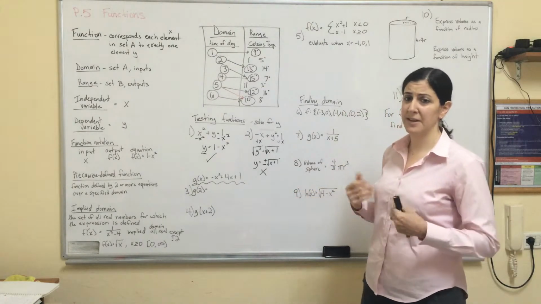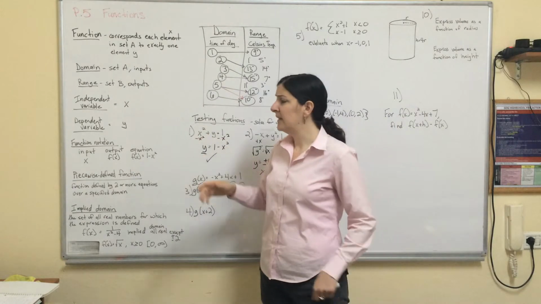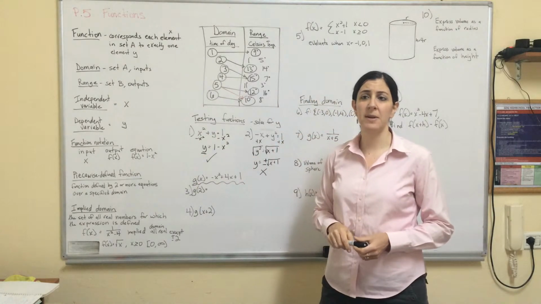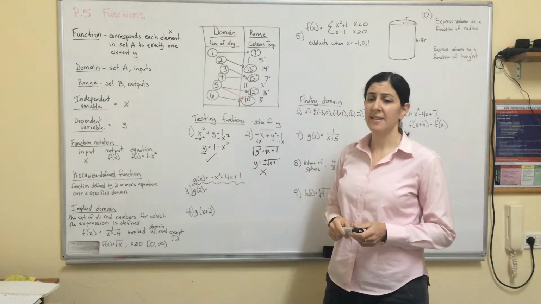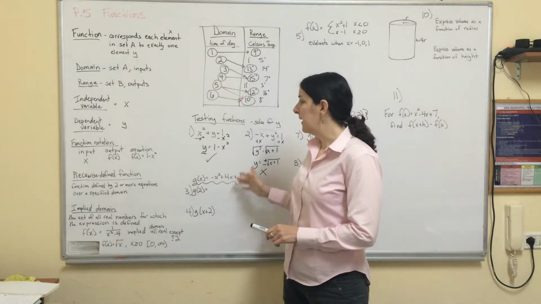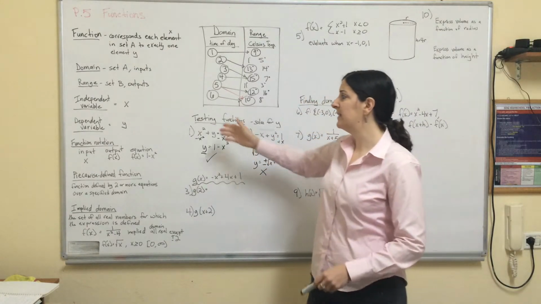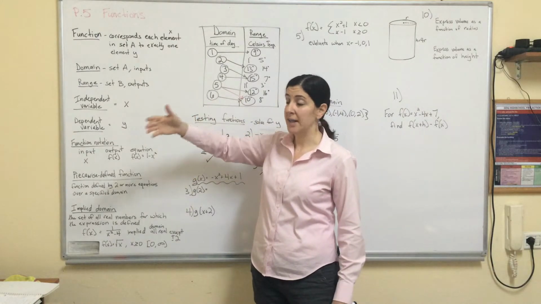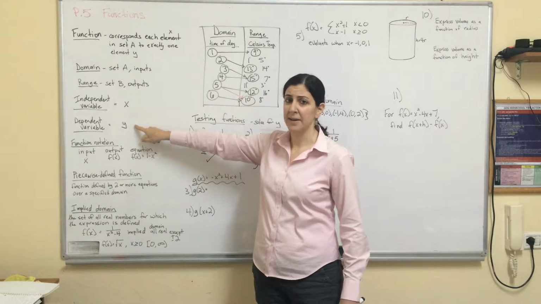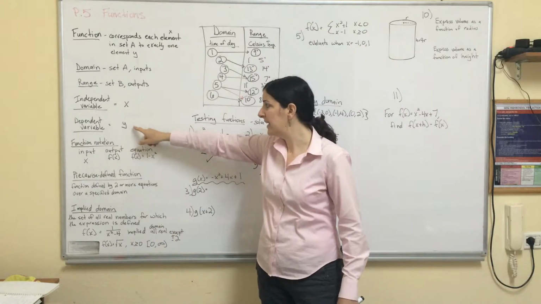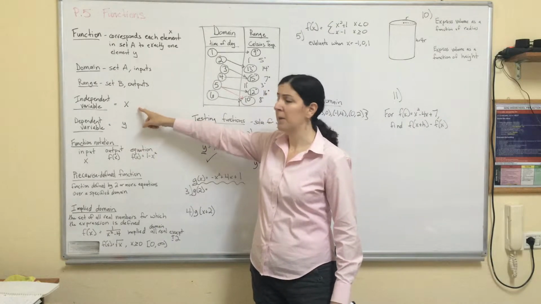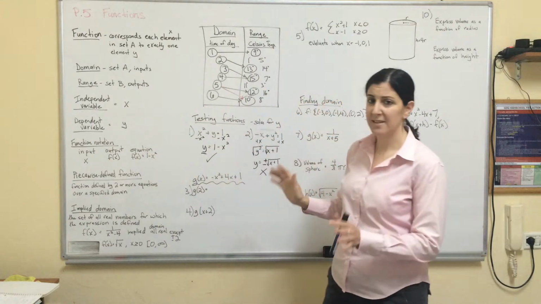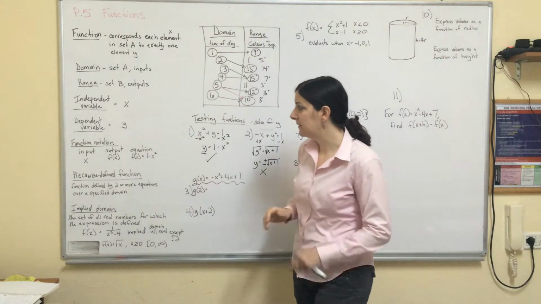Another piece of terminology is independent and dependent variable. You should have had this in science class, but in math, for functions, x is the independent variable, the one that we put in, and y is the dependent variable. Whatever y is, it is dependent on what we put in for x. Again, that's just a terminology kind of thing.